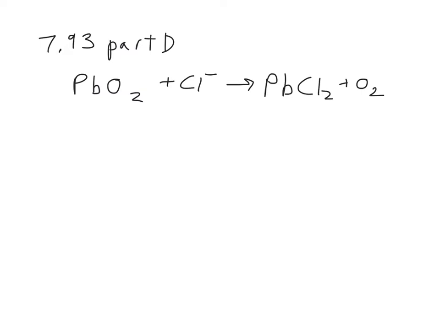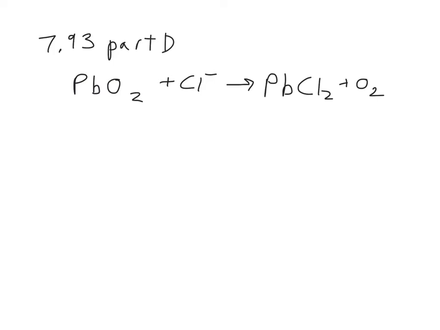All right, let's take a look at 7.93 Part D. We have lead 4 oxide reacting with chloride to yield lead 2 chloride and oxygen gas. One of the very confusing things about this is people become really puzzled how to balance it. I think the first thing you need to realize here is that chlorine really plays zero role in this reaction.